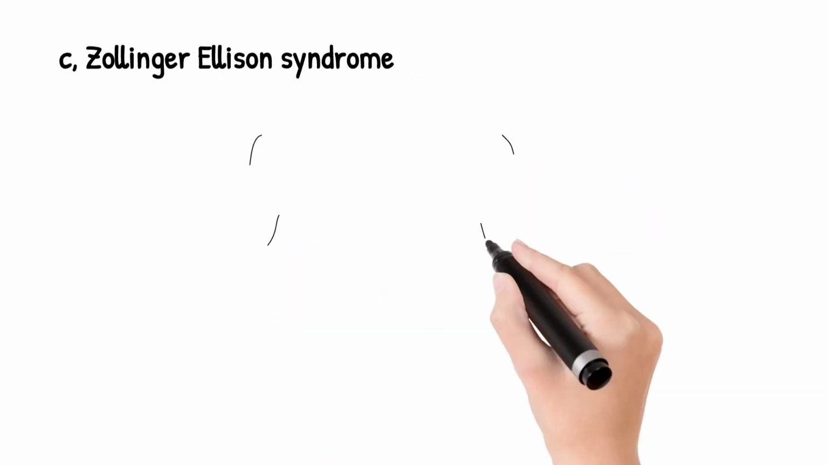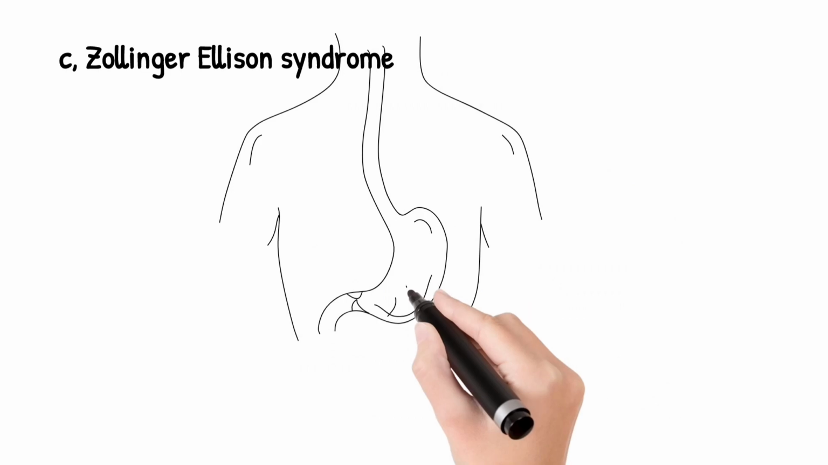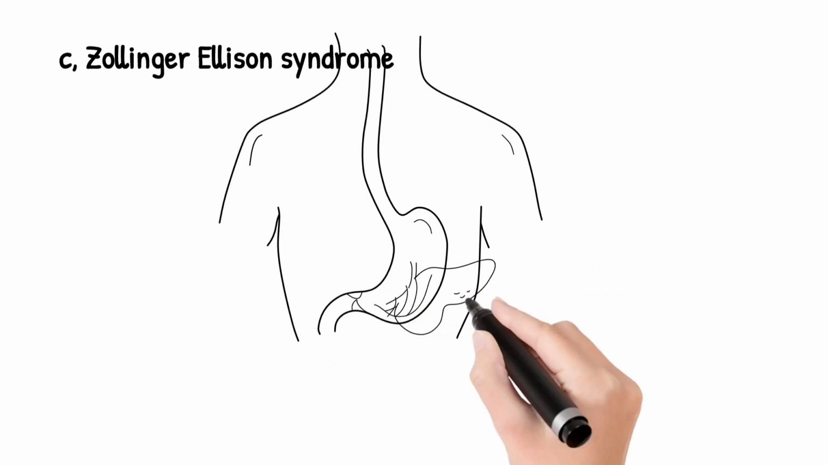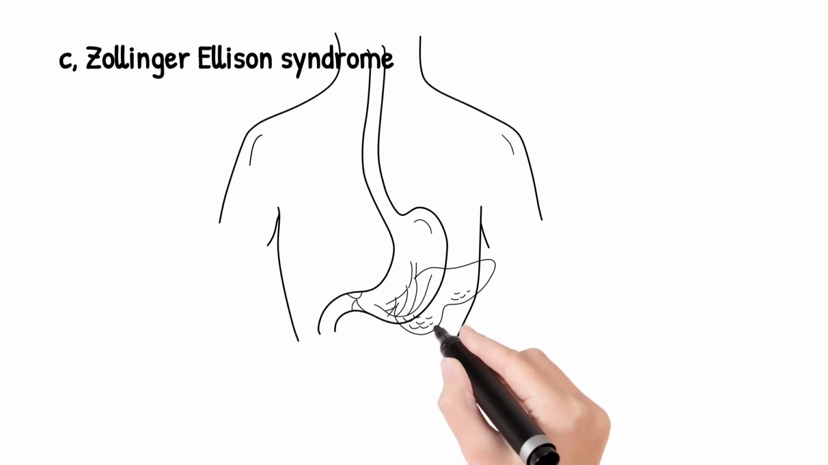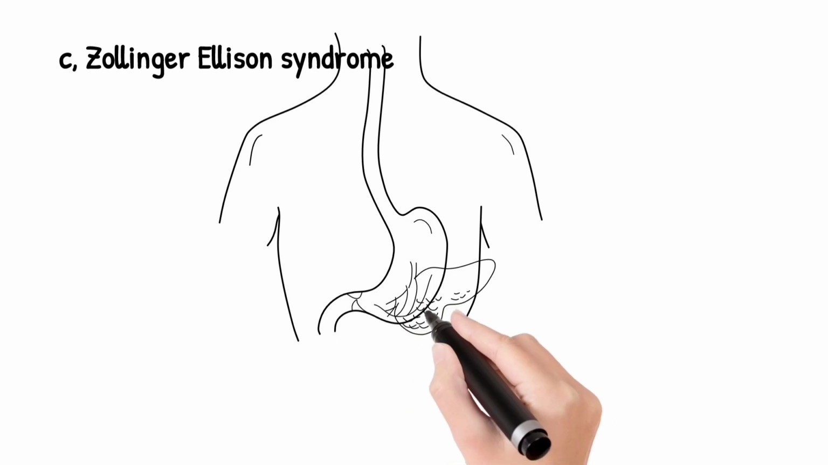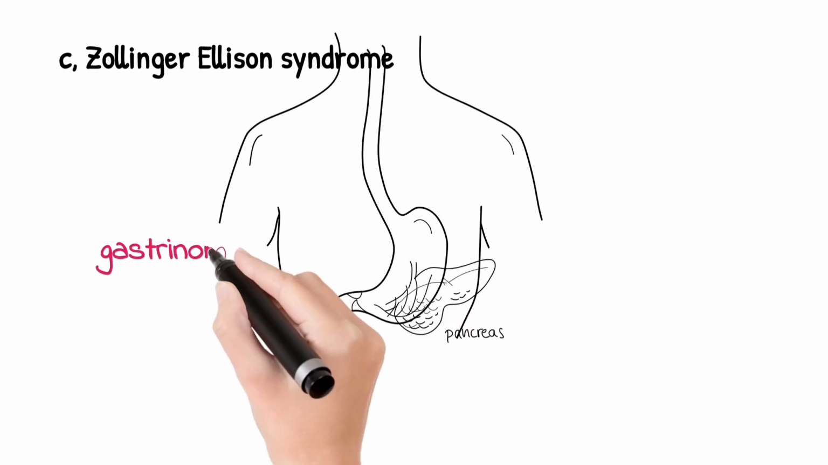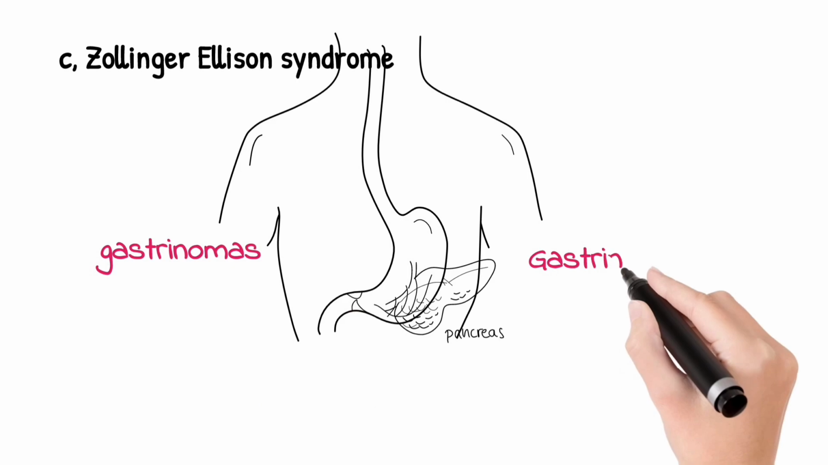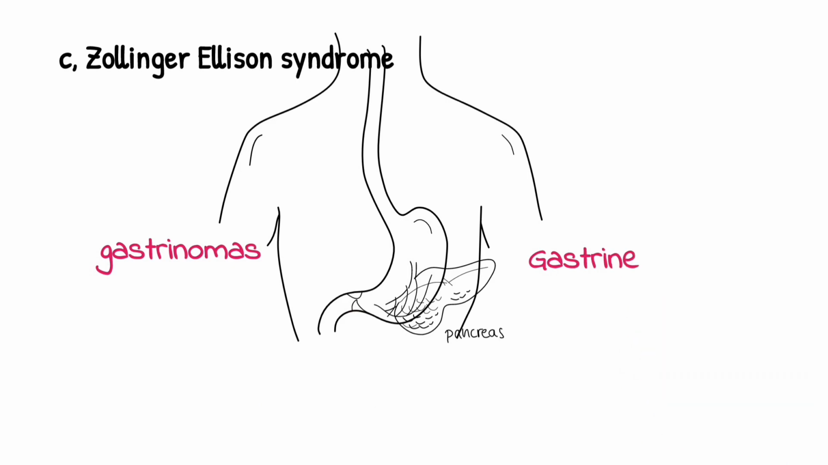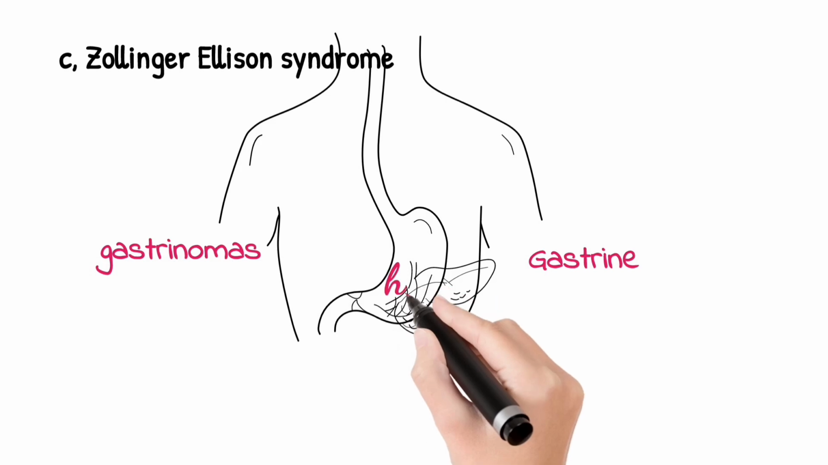Zollinger-Ellison syndrome is a rare condition in which one or more tumors form in the pancreas or duodenum. These tumors are called gastrinomas. Gastrinomas secrete large amounts of the hormone called gastrin, which causes the stomach to produce too much hydrochloric acid. This leads to peptic ulcer.